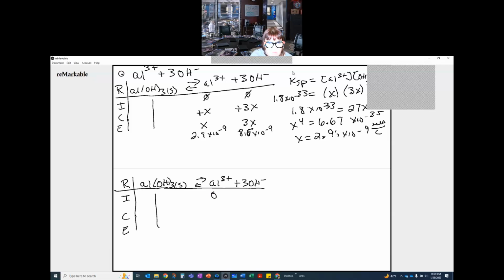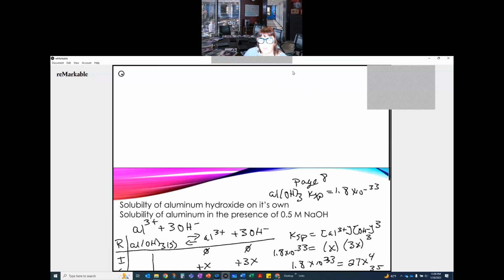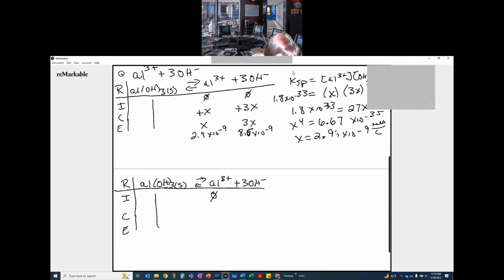So my Al is still 0, but my question up here says solubility of aluminum in the presence of 0.5 molar NaOH. So NaOH is a strong base. It completely dissociates to give me Na plus and OH minus. If this starts as 0.5, that means I get 0.5 molar Na plus and 0.5 molar OH minus, again, because it's a strong base. So this becomes 0.5 there.